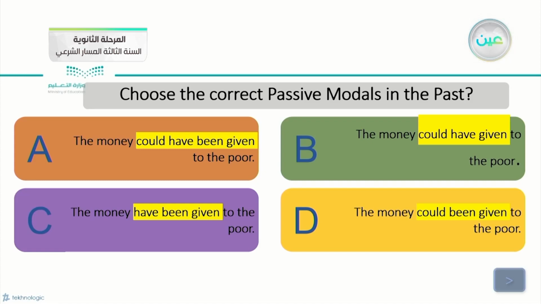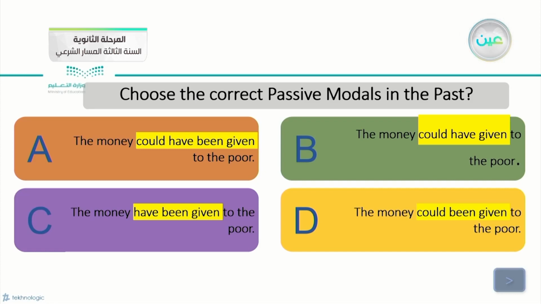We have four sentences. Number 1, the money could have been given to the poor. Number 2, the money could have given to the poor. Number 3, the money have been given to the poor. And the fourth one, the money could been given to the poor. At first, I want to ask you, which one of these is correct for modals in the past? What do you think it is? I think that could have given is the suitable one for the modal in the past.